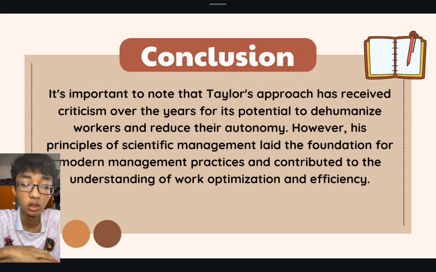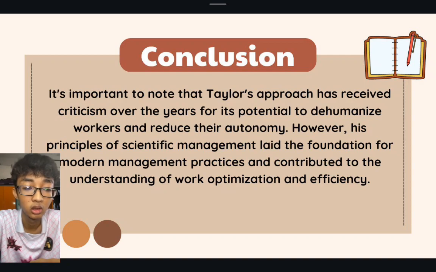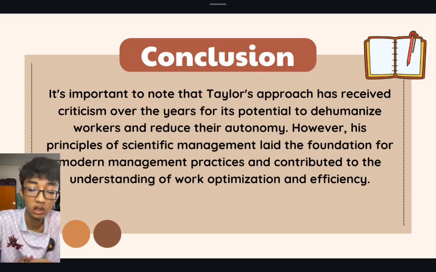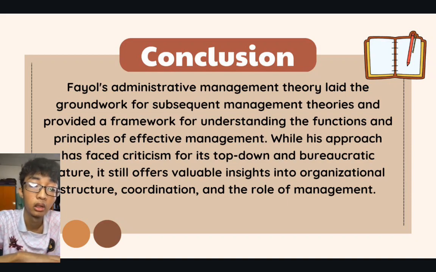Here is a conclusion of each character. First is Frederick Winslow Taylor. It is important to note that Taylor's approach has received great criticism over the years for its potential to dehumanize work and reduce their autonomy. However, his principle of scientific management laid the foundation for modern management practice and contribute to the understanding of work optimization and efficiency.